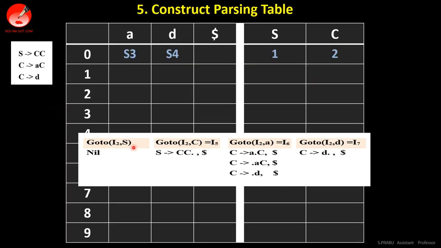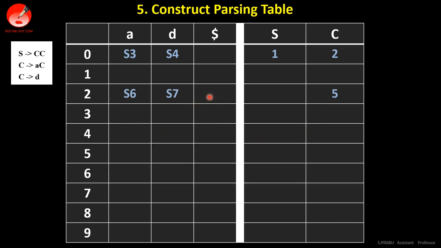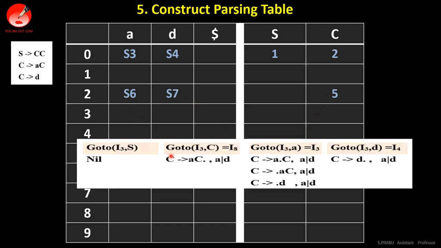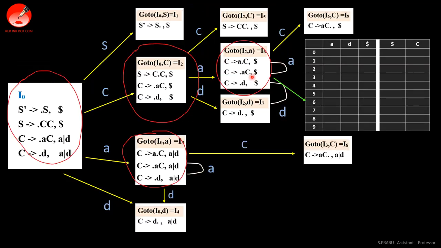Then I am going to the second row. In this second row, I2 with capital S is nothing, so don't fill anything in this column. I2 with capital C is 5. I2 with small a is shift 6. I2 with small d is shift 7. The second row is over. Then I fill the third row. 3 comma capital S is nothing. 3 comma capital C is 8. 3 comma small a is shift 3. 3 comma small d is shift 4. The third row is over. Then go to the sixth row.